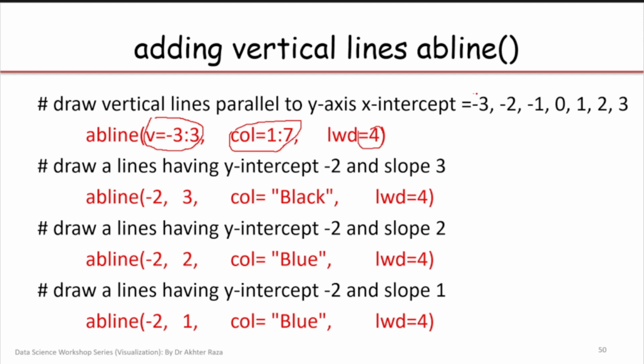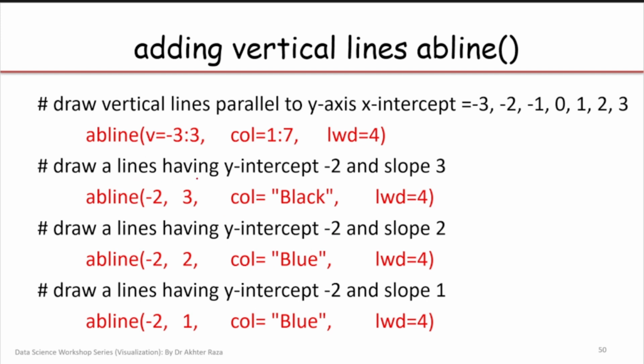X-intercepts: -3 is the x-intercept. The first line has an x-intercept of -3, the second one has an x-intercept of this, and so on. This is the meaning of -3 colon +3. Colon is basically a sequence operator in R. So whenever you use -3 colon +3, it means a series from -3 to +3 will be generated.